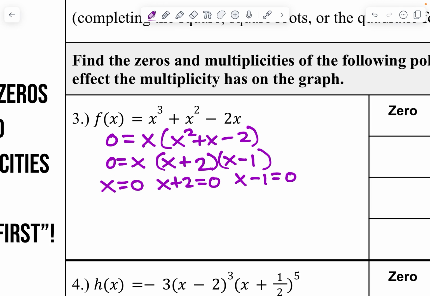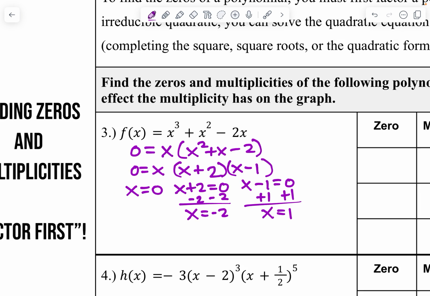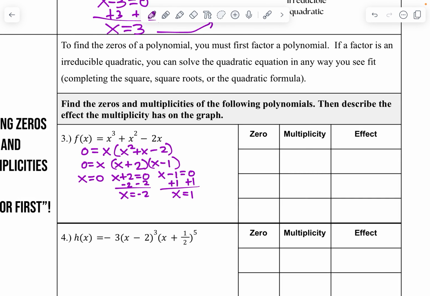So the first one's done. We have x equals 0. Here we've got to subtract the 2 and see that x equals negative 2. Here we're going to add the 1 and see that x equals positive 1. So our smallest 0 is negative 2. It has a multiplicity of 1 because that factor only occurred once. So it's a single root.